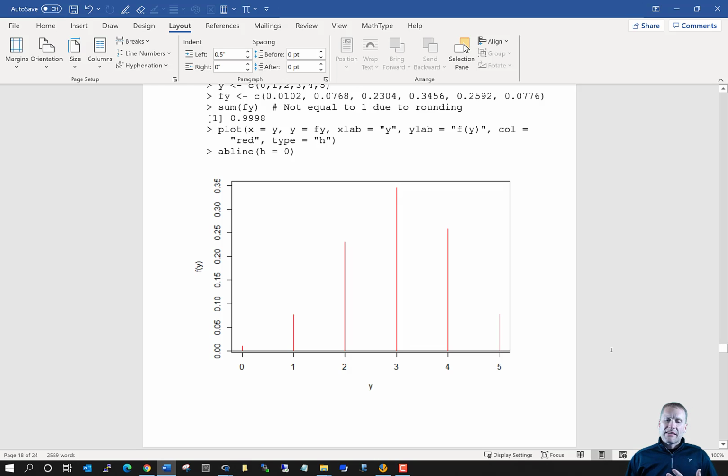What the type equal h option does is it basically draws a line from 0 up to whatever the f of y value is. You can think of h as high, H-I-G-H. How high should I draw a line up to? For this particular plot, we can see for f of 3, I'm drawing the line up to about 0.3456. So that's the plot of my PDF.